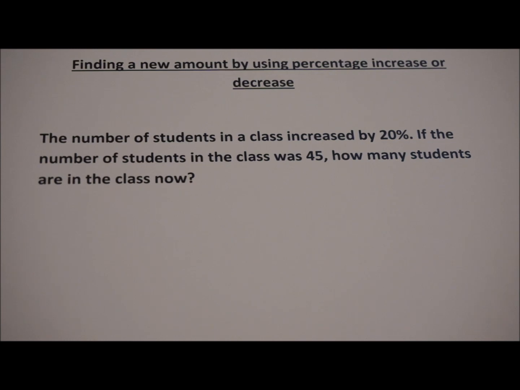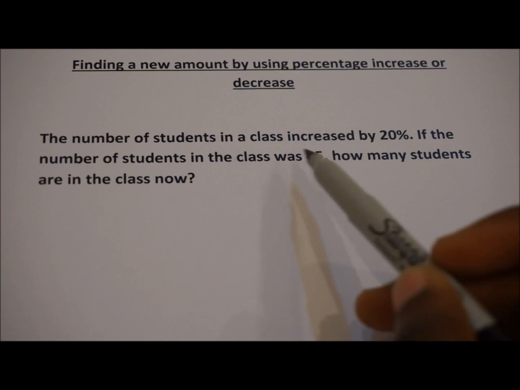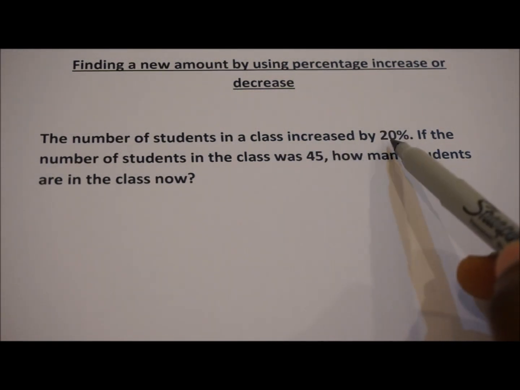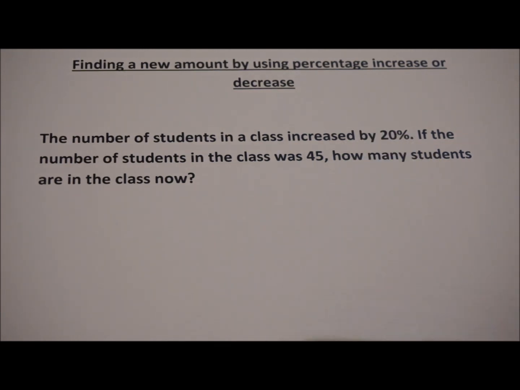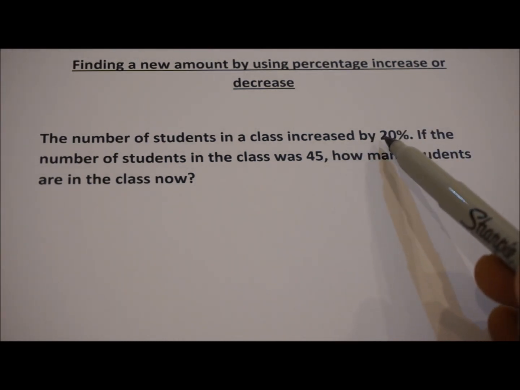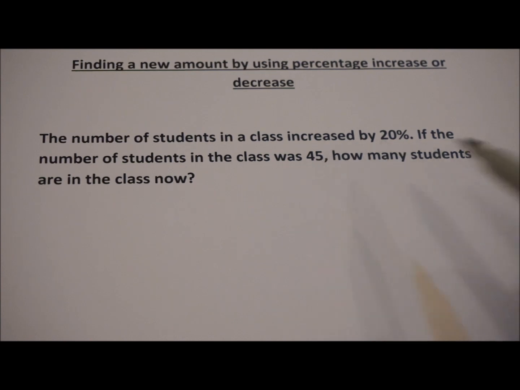So we know that there were 45 students in the class first. 45 right here, that was what it was in the class first. And then we know that this amount went up by 20%. So we need to know what is the amount that it went up by. So we do 20% of the 45 in order to find out how much it went up by.